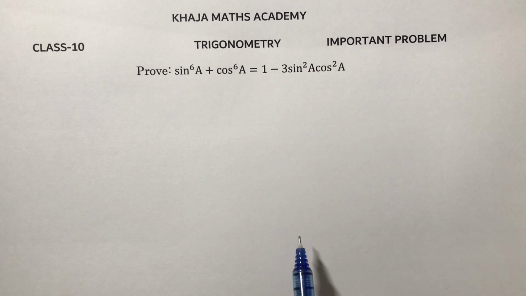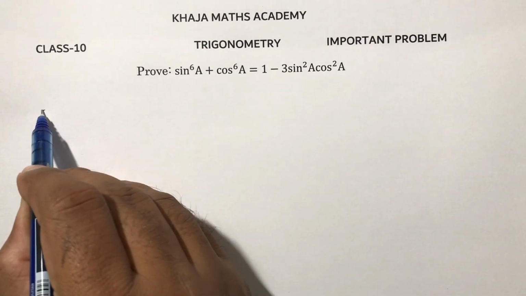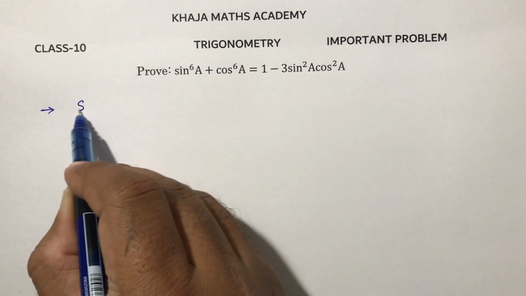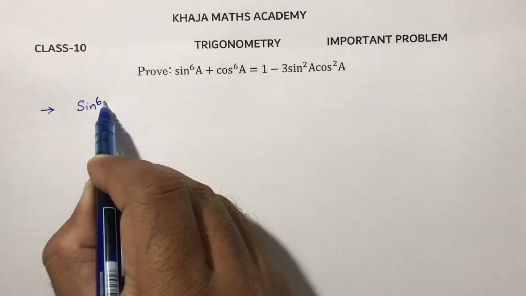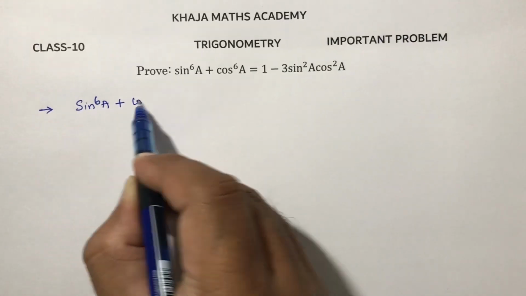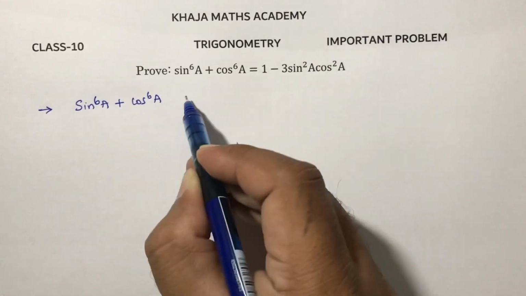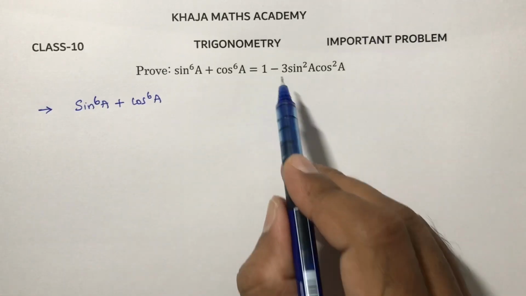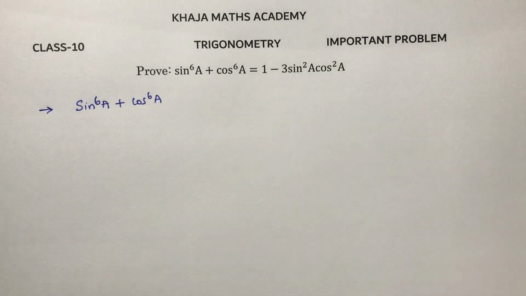Class 10th important problem from trigonometry. Take the LHS: sin power 6a plus cos power 6a. We need to prove it equals 1 minus 3 sin square a cos square a.